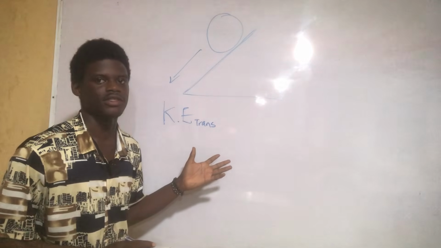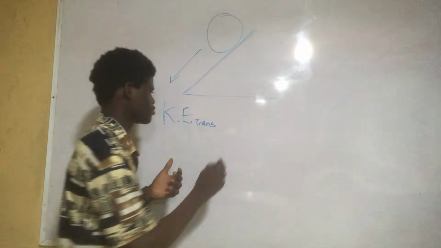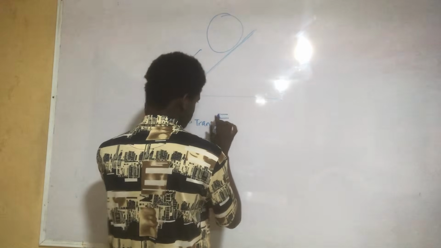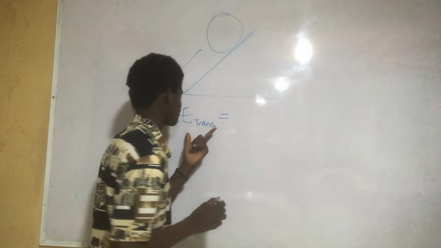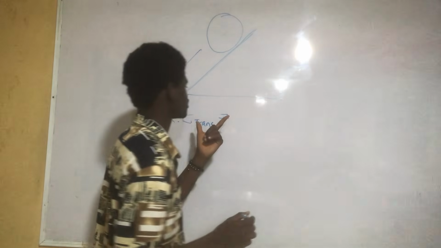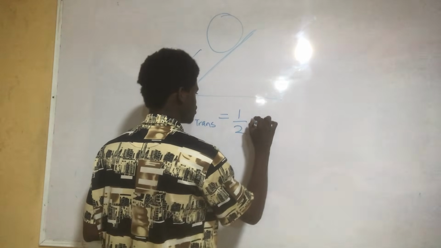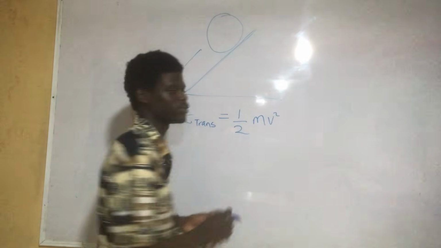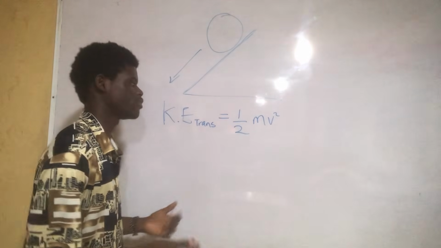The trans I'm talking about here is translation, so translational motion. The kinetic energy for translation here is half mv squared. That is our normal formula for kinetic energy, half mv squared.